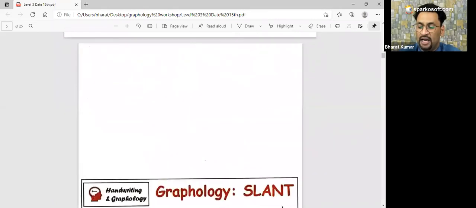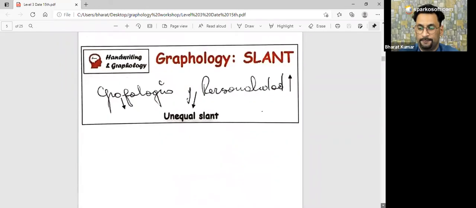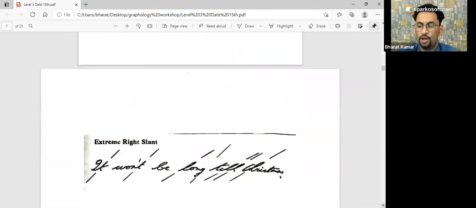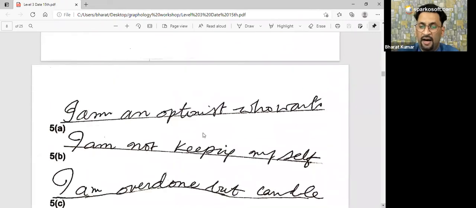Is this point clear or any doubt about slant? How to measure the slant? Now, in this way you can find out slant. Slant is very important. Okay, Isha, I will explain again how to find out slant.